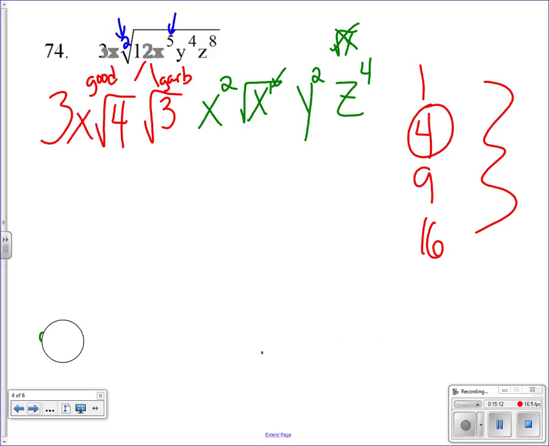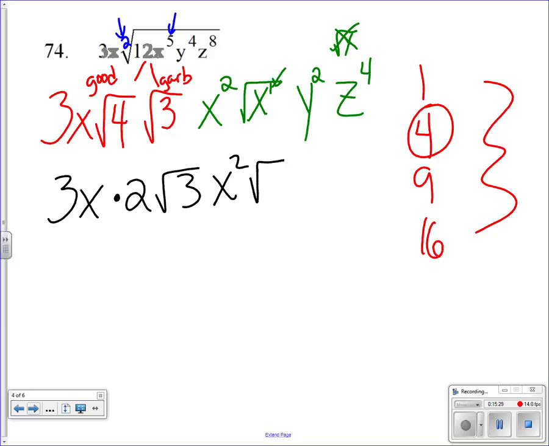But that's actually not too bad. So we have 3x. We can do the good: square root of 4, that's just 2. Square root of 3. We have our x squared. Square root of x. Y squared. Z to the 4th. And now the absolute last step is combining our like terms. By that I mean we have a 3 out here and a 2 on the outside. We can't use this one because it's inside the square root, but we can multiply this outside one and this outside one. So 3 times 2 just gives us 6. And then we have our square root of 3.